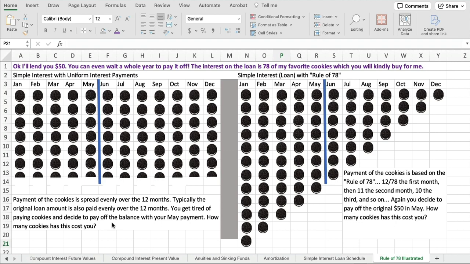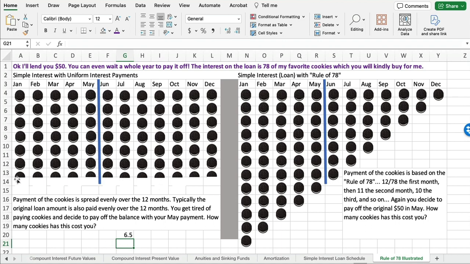Payment of the cookies under the first model, if we're just using simple interest with what we call uniform interest payments, then you take 78 and divide by 12. I'm going to do that calculation right here. The calculation ends up being 6.5. So you'll have to cut cookies in half and probably put them in a Ziploc bag and save it for the following month.